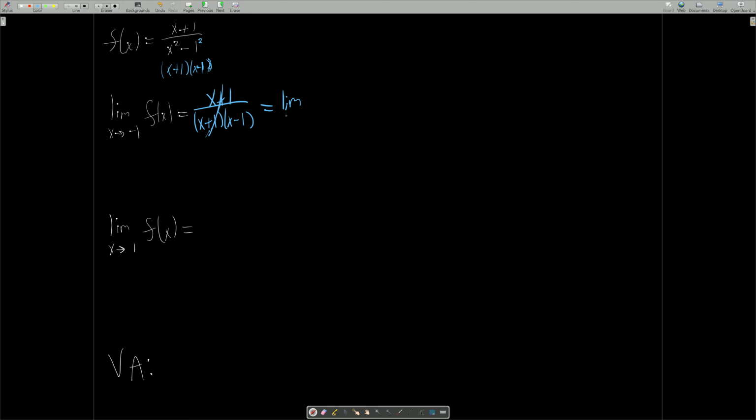What you'll get is limit as x approaches negative 1 of 1 over x minus 1. Now I can just plug in negative 1 for x here. Get 1 over negative 1 minus 1. There's going to be 1 over negative 2, which is going to be negative 1/2. So limit as x approaches negative 1 of f of x is negative 1/2.